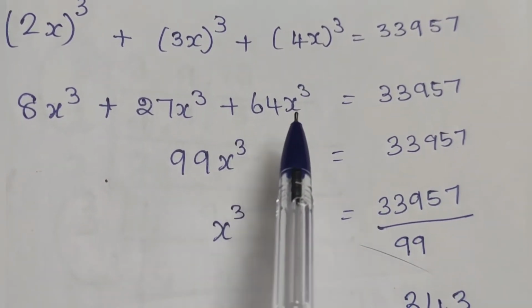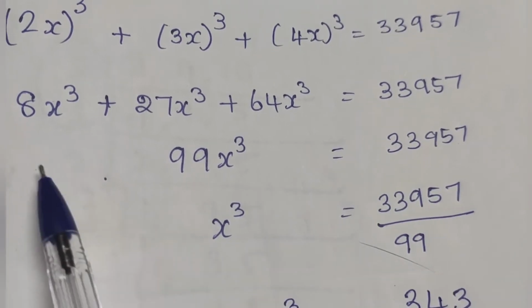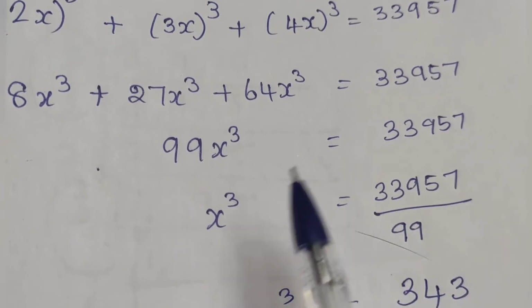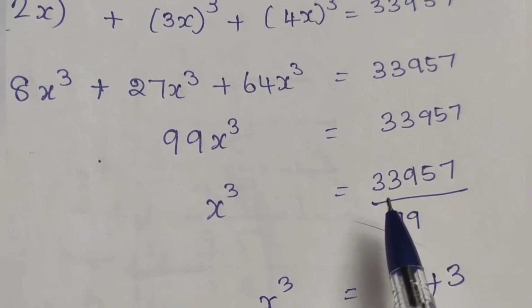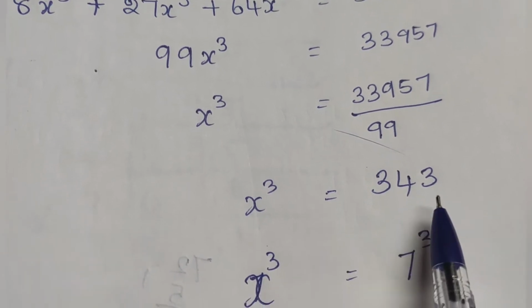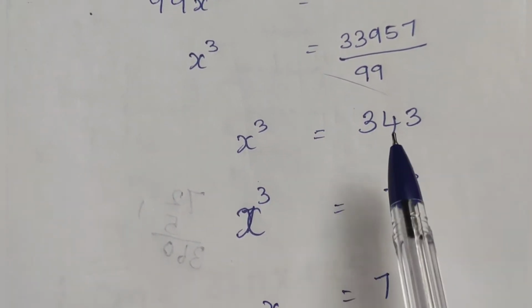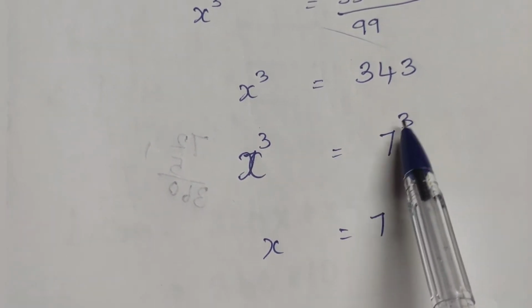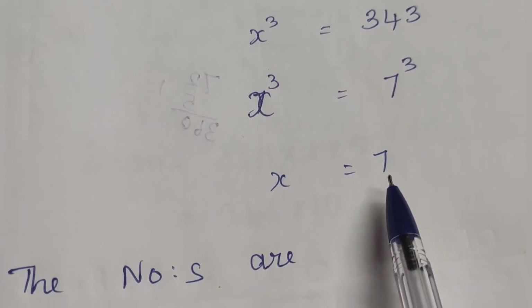4x the whole cube is 64x cube. And when you add all, you get 99x cube is equal to 33,957. X cube is equal to 33,957 divided by 99. X cube is equal to 343. X cube is equal to 343, which can be written as 7 cube. So cube gets cancelled. X is equal to 7.